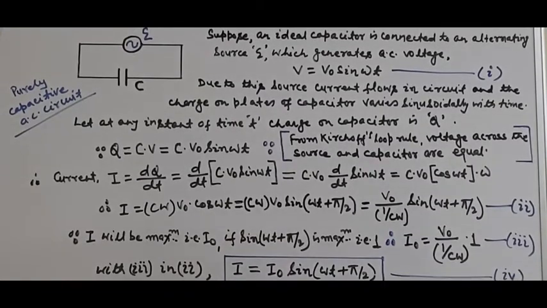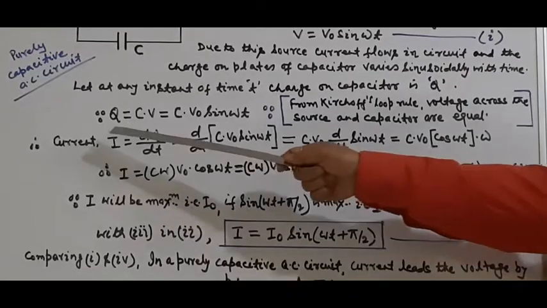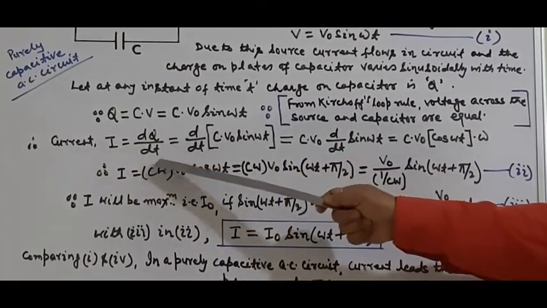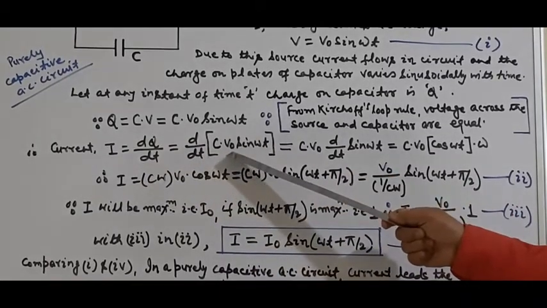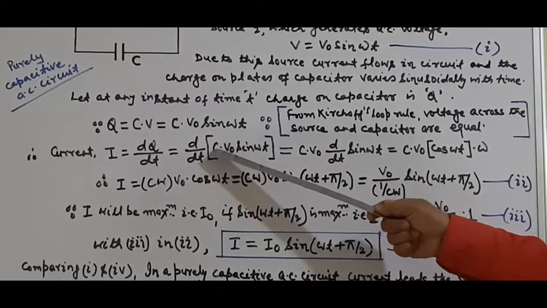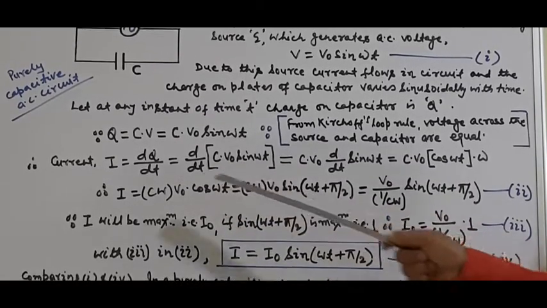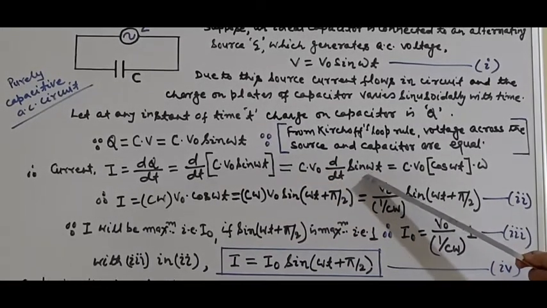But the current in the circuit is required. You know that I is equal to dq by dt, so find the current by differentiating this. So current I is equal to dq by dt. In place of Q, put C V naught sine omega t. Here C is the capacitance, a constant, and V naught is the maximum value of voltage, also constant, so they will be taken out. C V naught, and d by dt of sine omega t will be differentiated.